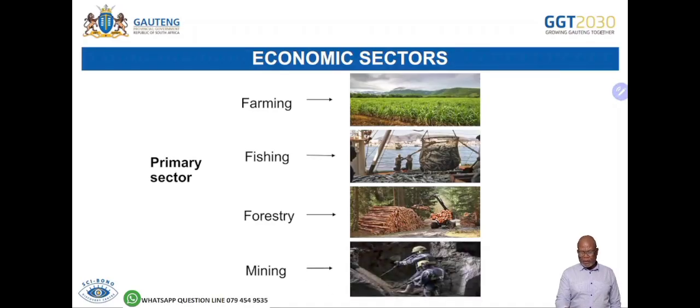So when you're looking at all these activities here, the farming, fishing, forestry and mining is all about extraction of raw material. No processing is taking place here, and therefore the products that are produced here are called raw material. They are not finished goods, and therefore they are going to fetch a lesser amount of money when they are sold to customers inside the country or outside the country, and therefore they will contribute less to the growth and the development of a country.